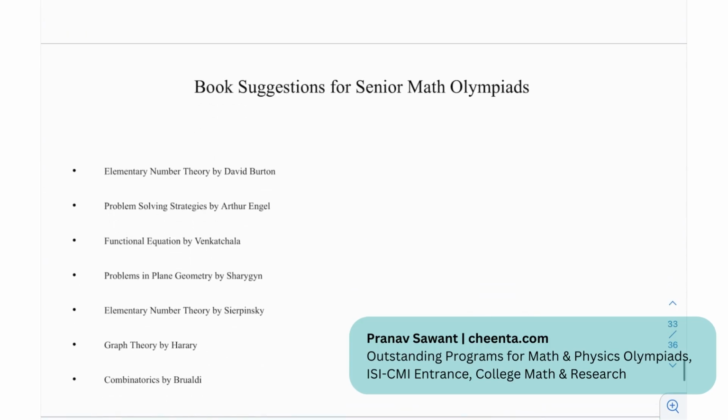Okay, so moving on to certain book suggestions for senior math Olympiads, we have Elementary Number Theory by David Burton, Problem Solving Strategies by Arthur Engel, Functional Equations by Venkatachala, Problems in Plane Geometry by Sharygin, Elementary Number Theory by Sierpinski, Graph Theory by Harary, and Combinatorics by Brualdi.